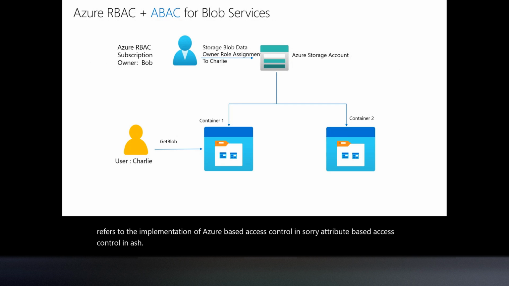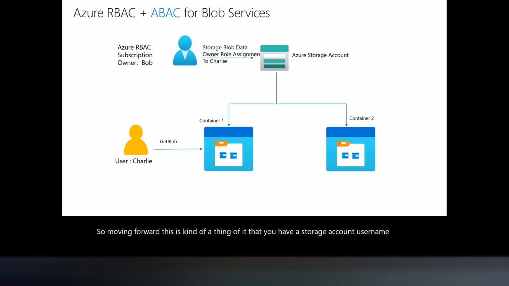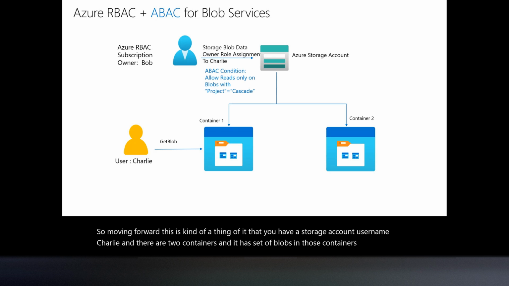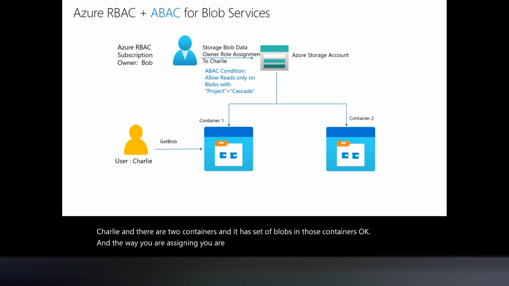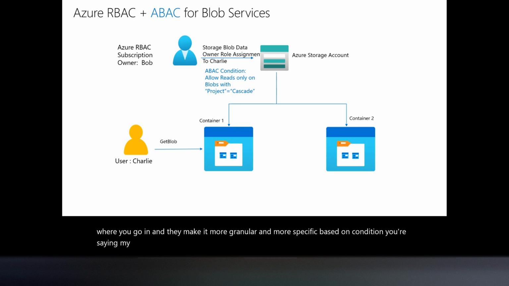Moving forward, think of it this way: you have a storage account, a user named Charlie, and two containers with a set of blobs in those containers. You create an ABAC condition, and that's where you make it more granular and more specific. Your condition is: give Charlie read-only access to blobs where the attribute project equals Cascade.